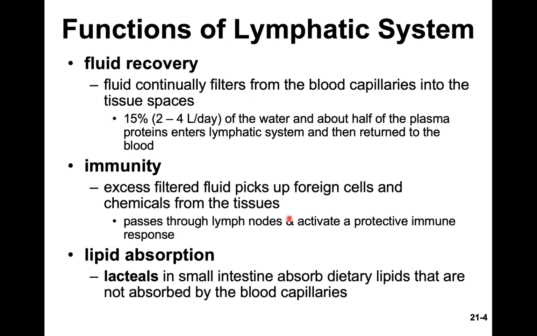So, what are some of the main functions? Well, I already covered fluid recovery. It recovers any left behind fluid that's still in the tissues to make sure that we put it back into our cardiovascular system. The second big function is immunity. The immunity function of the lymphatic system helps you to pick up pathogens, like we said, cancerous cells, bacteria, and it takes those up and filters them through lymph nodes before putting it back into your blood circulation.